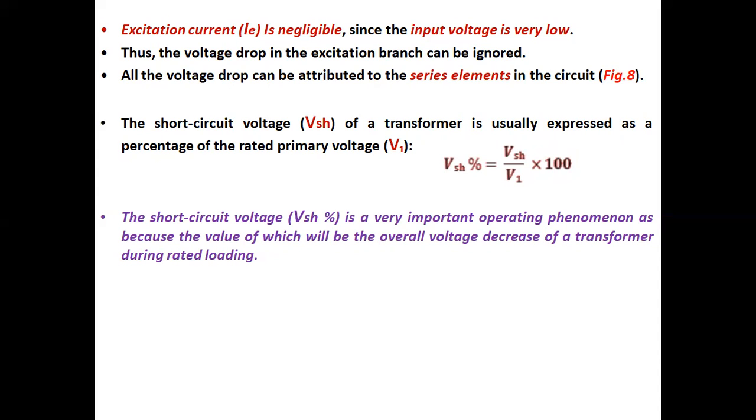The short circuit voltage VSH percentage is a very important operating phenomenon, because its value will be the overall voltage decrease of a transformer during rated loading.